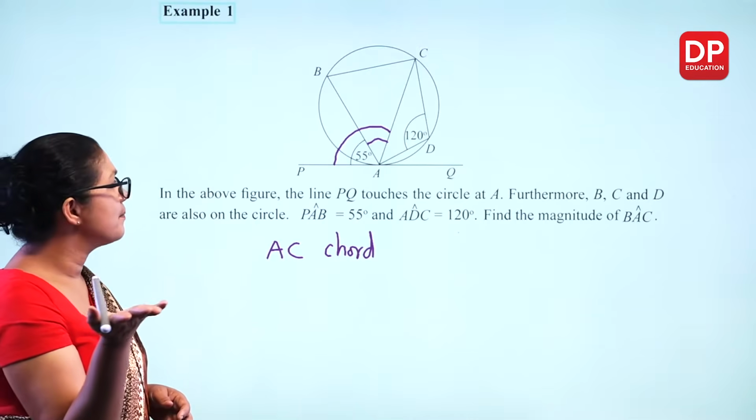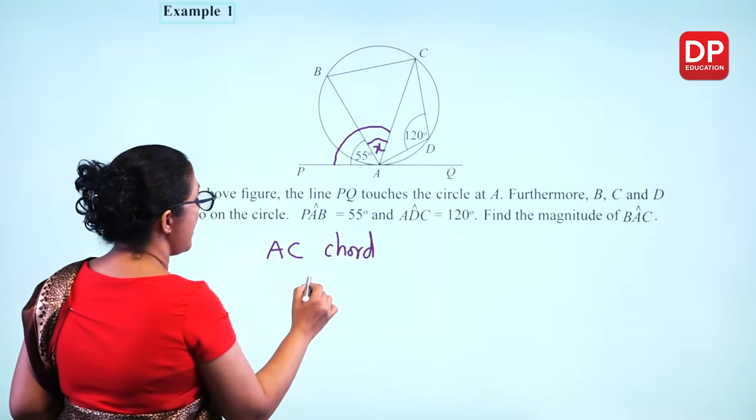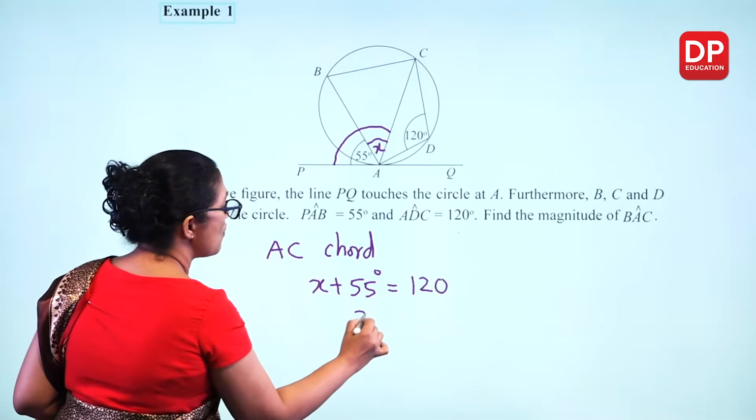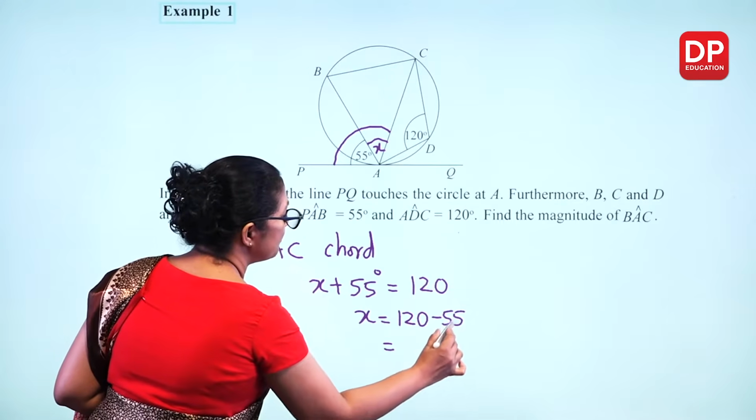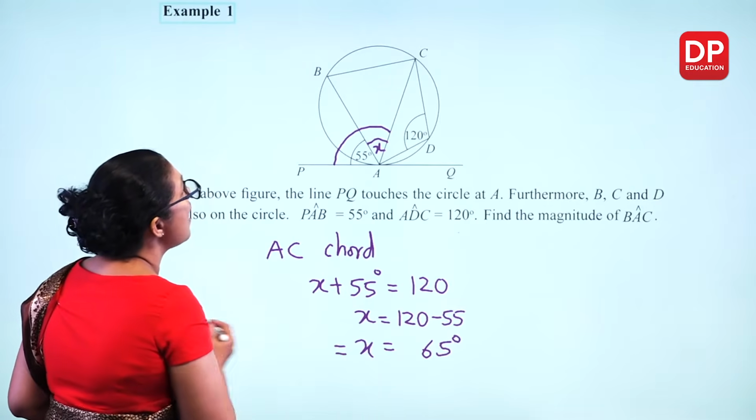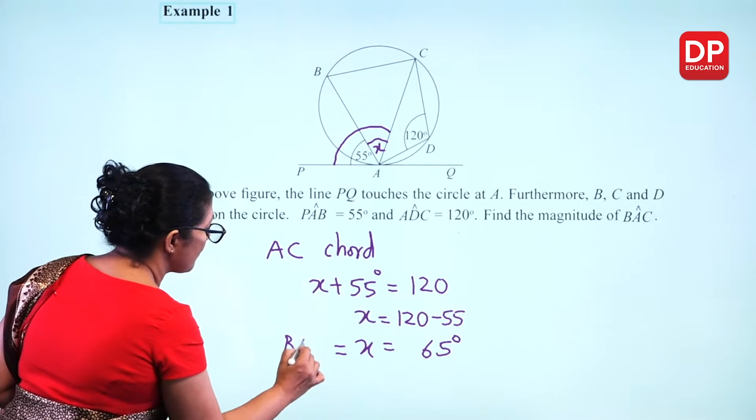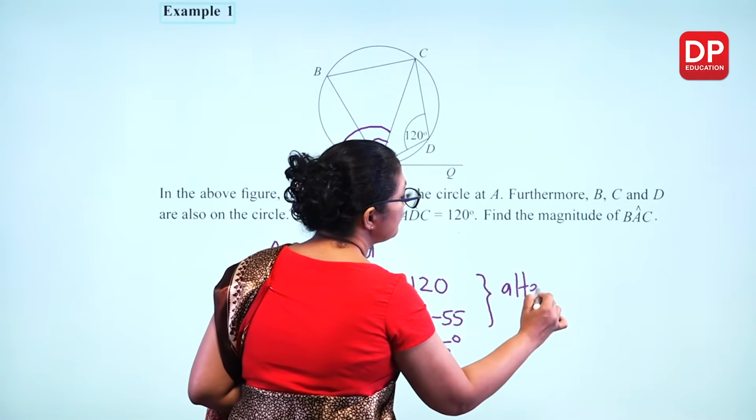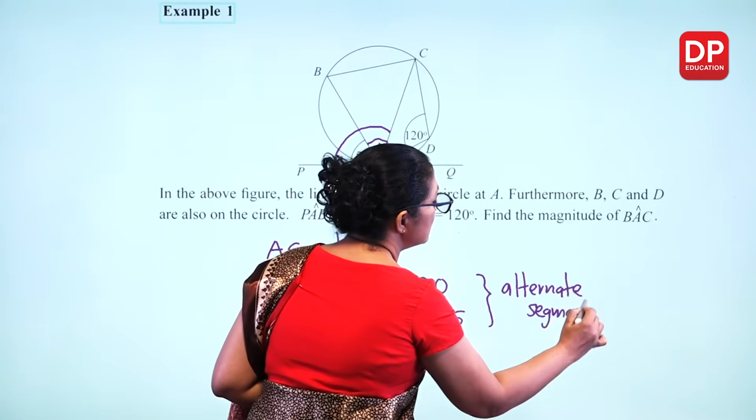That's 120. So what can you write? If this is x, x plus 55 is equal to 120. So what's x? 120 minus 55. So 65 is x. X is the angle we need, BAC. So what's the reason? You can write down alternate segment theorem.